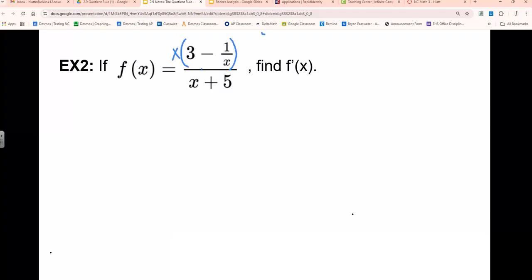Is it legal for me to multiply the top of this fraction by x and the bottom of this fraction by x? It is. So here's why I've chosen to do that. When I do that, I would have to distribute that x. So that would give me 3x on top. And then what do I get when I multiply x times 1 over x? I just get 1. The x's cancel, and I'm just left with the 1. So I've got 3x minus 1. It got rid of that fraction. And then on the bottom, I've got x squared plus 5x.